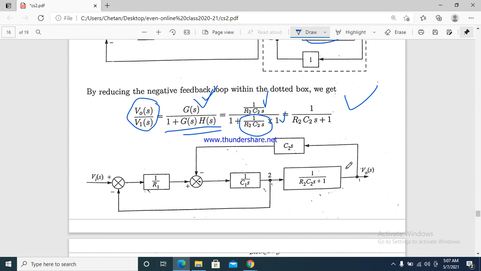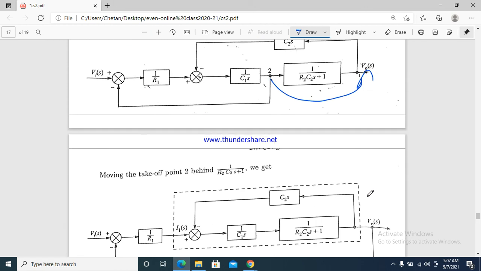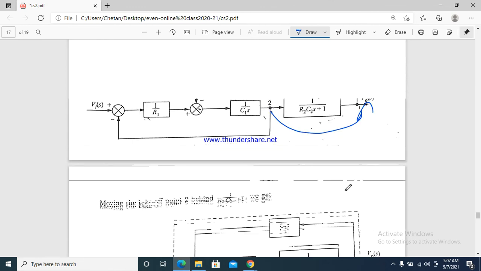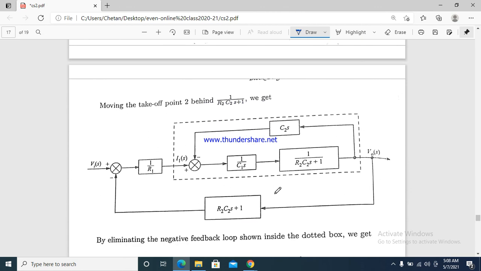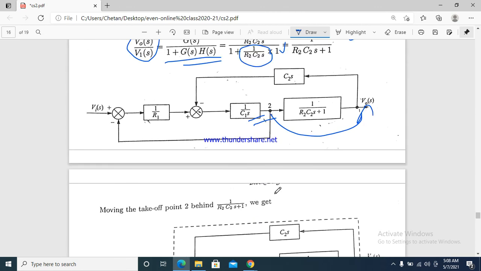For this one, after this, what you do? Try to get a simplified circuit. How can you do it? If you shift here, you will get another simplified circuit. See, they have done this. They have followed the same procedure. Whenever you have moved ahead of the block, this value divided by this value, you will get this term in the numerator this side.